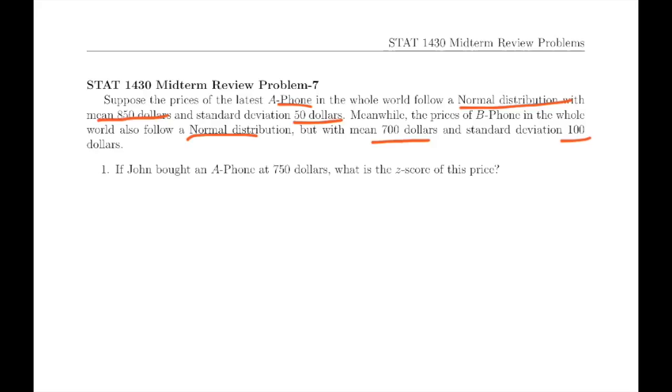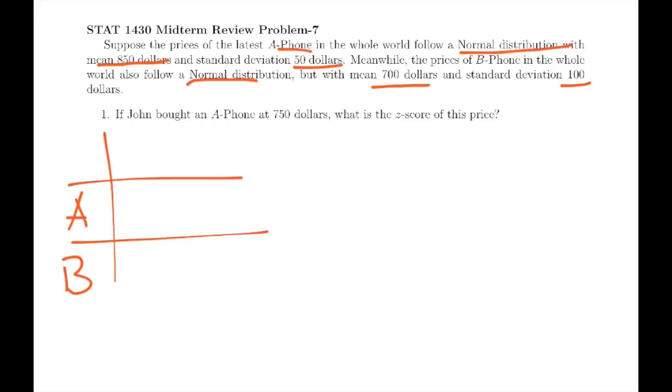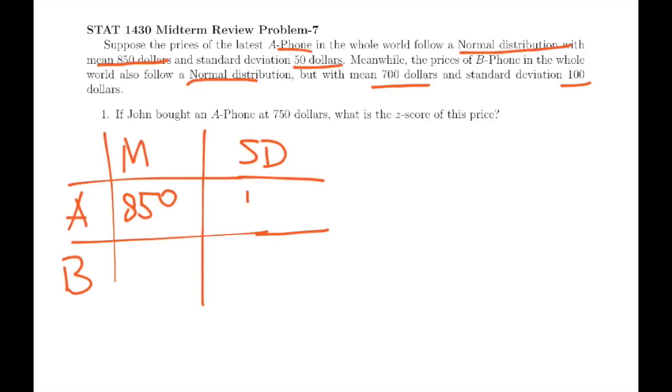Okay, so to make things more clear, I'm going to first make a table. Suppose we have two phones, A and B, and we also have their mean. I'm going to use M to represent the mean, and the standard deviation. So the mean of the A phone is 850, standard deviation is 50. And for the B phone, the mean is 700 and the standard deviation is 100.